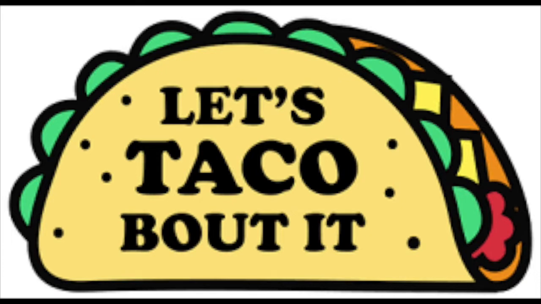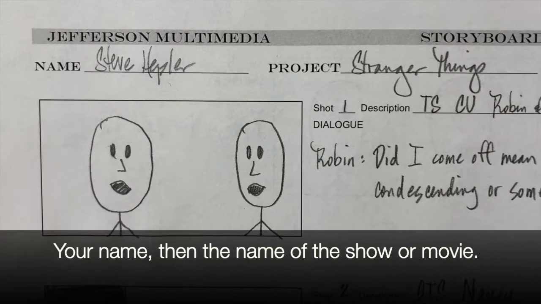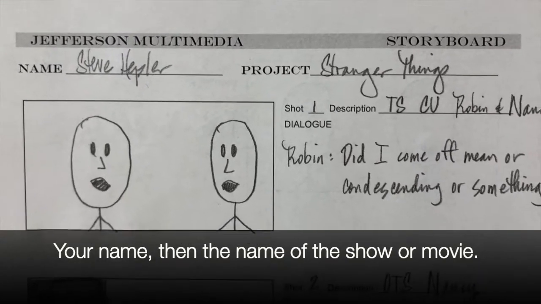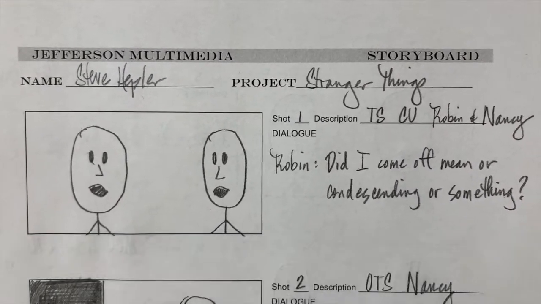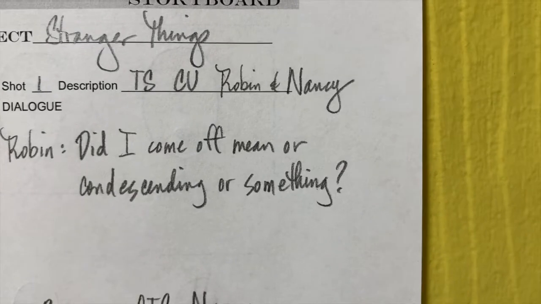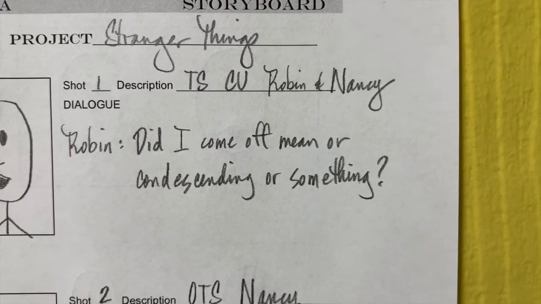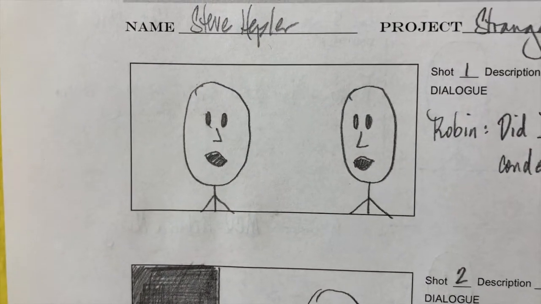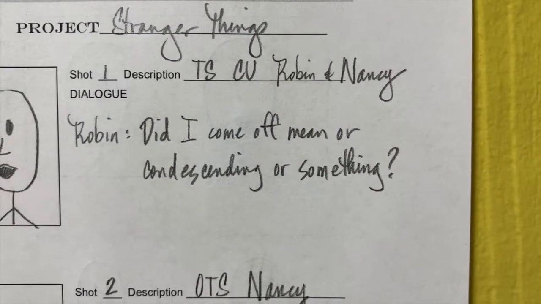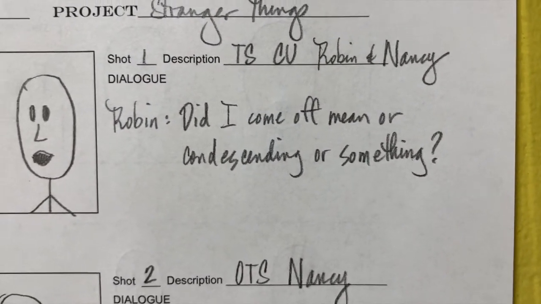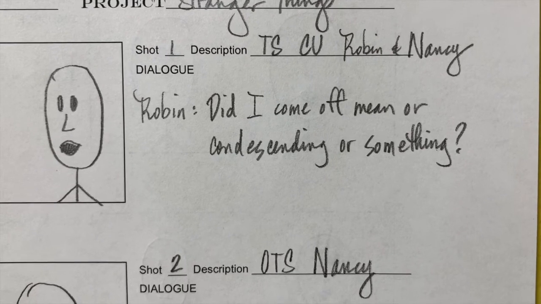So what does our storyboard look like? Let's talk about it. At the top, the name, Steve Hepler, that's me, and then the project, just put like the name of the movie. So shot 1, we've got a 2-shot close-up of Robin and Nancy. So notice I've drawn head and shoulders, right? And then in the description, Robin says, did I come off mean or condescending or something? And I have the shot that matches.